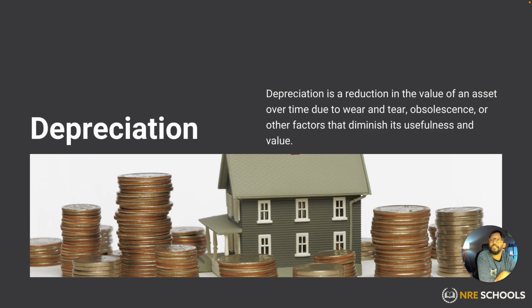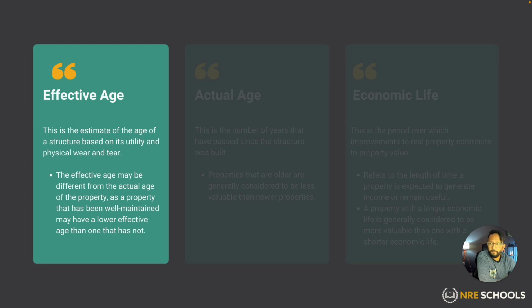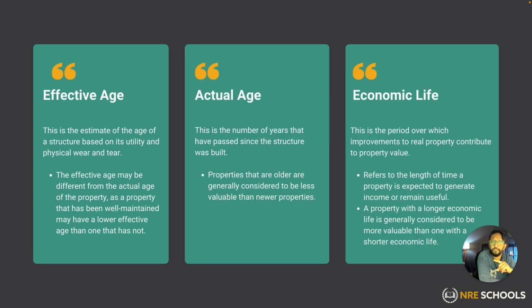Let's talk depreciation for a second. Depreciation is the reduction in value of an asset due to wear and tear. We have three to discuss: effective age, actual age, and economic life. So let's go through effective age first. This is the estimate of the age of a structure based on its utility and physical wear and tear.